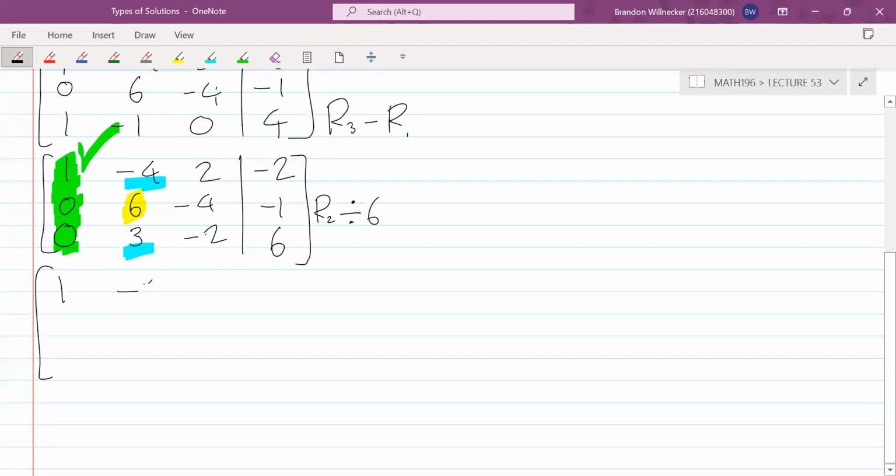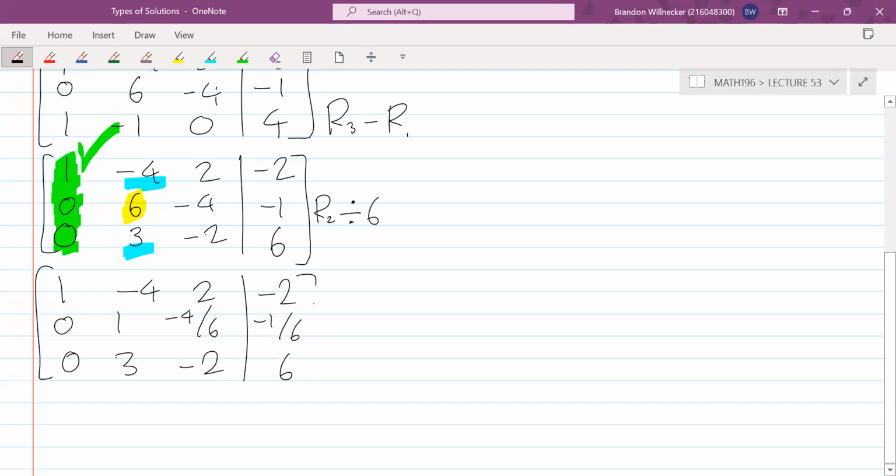So we get 1, minus 4, 2, minus 2, 0, 1, minus 4 over 6, minus 1 over 6. And row 3 stays the same. 0, 3, minus 2, and 6. Okay, so we got the 1. Now the number above, that needs to be a 0. And the number below, that also needs to be a 0. So let's do the number below first.